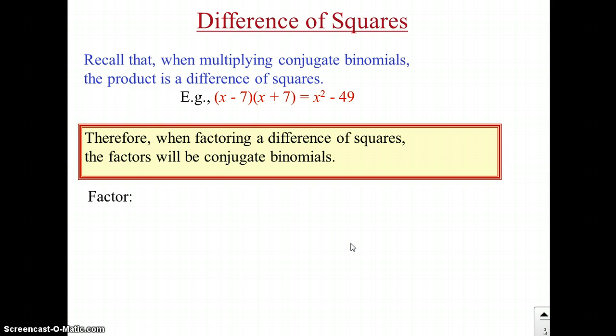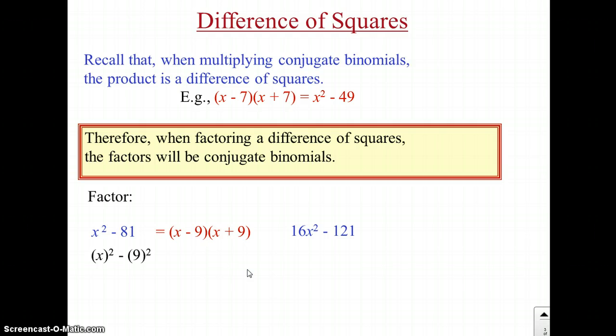So if you're asked to factor x squared minus 81, the trick is to figure out what the square root of the first term is and the square root of the last term. So the square root of x squared is x, the square root of 81 is 9. Or we could write it as x all squared minus 9 all squared. If we do that, then it's easy to figure out what our conjugate binomials are. So we're going to have an x in the front of each bracket, a 9 in the back of each bracket, and make them conjugates by having opposite signs. So the factors of x squared minus 81 should be x plus 9 and x minus 9.